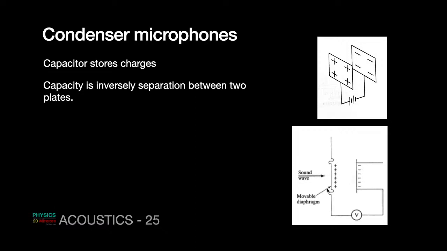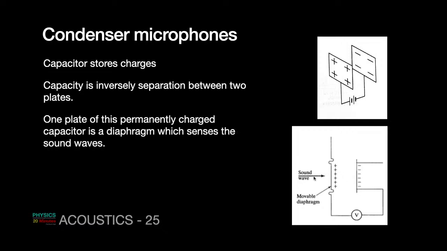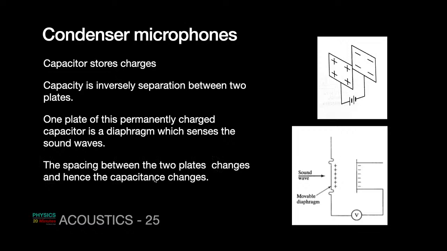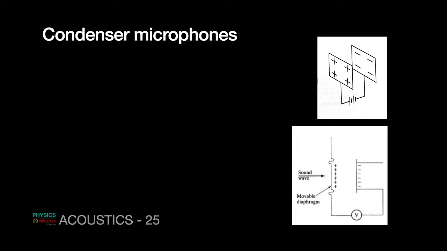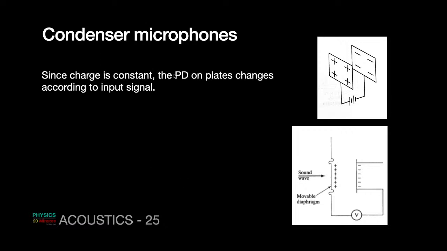Now, because of the battery source, the number of charges is fixed. You also know that C is equal to Q by V, or V is equal to Q by C. Since the charge is fixed, Q is fixed. So as the capacitance changes, the potential difference across the capacitor will change. One plate is permanently charged, and the other is the diaphragm which senses the sound waves. The spacing between the two plates changes, hence the capacitance changes. Since the charge is constant, the potential difference on the plates changes according to the input signal.